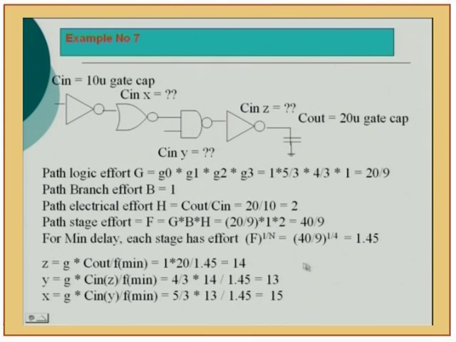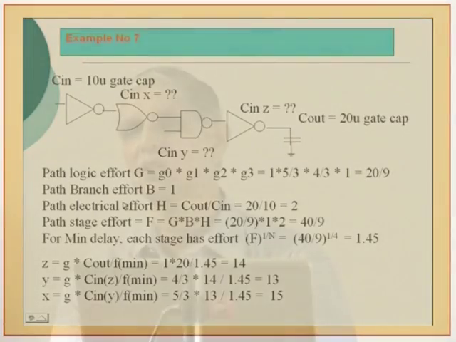F to the power 1 by N is your stage effort, small f min, which is 40 by 9 to the power 1 by 4. Now remember it is 4 stages, so you get 1.45. Once I know the stage effort, calculation of capacitance one by one is possible. G into C out by f min, 1 into 20 by 1.45 is 14. Then use this as the capacitance here, do calculations. I get new values of X, Y, Z.